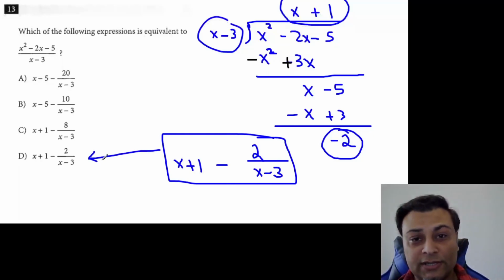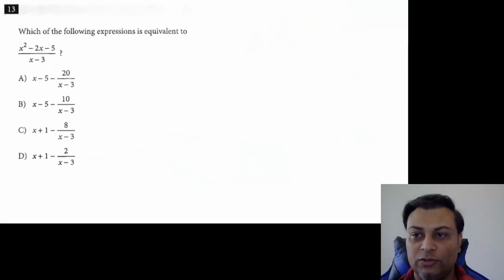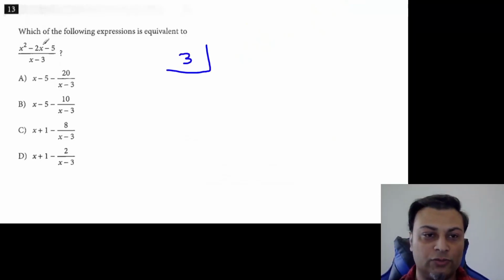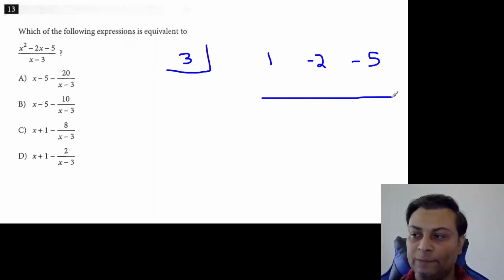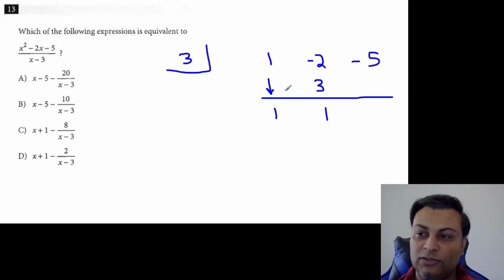There's also the synthetic division way to do this, and let's cover that. So we start with x minus 3, so we put 3 up in the air, and then you write down the coefficients: 1, -2, and -5. Bring the 1 down. 1 times 3 is 3. Combine these, you get a 1. 1 times 3 is 3. Combine these, you get a -2. And this is the remainder.